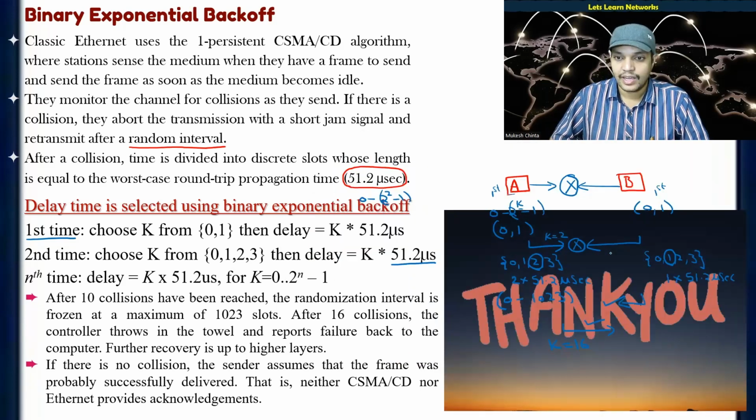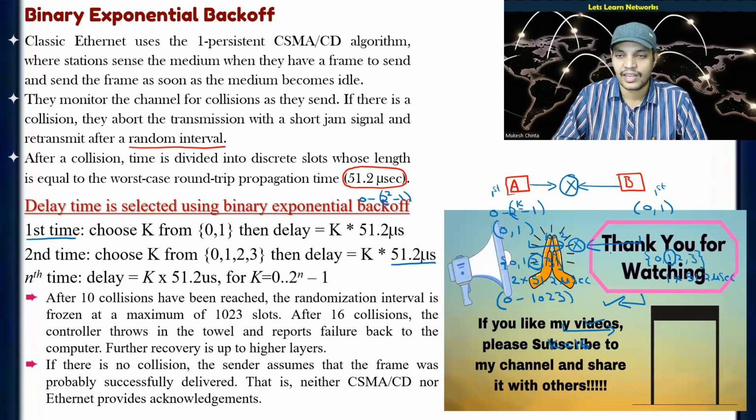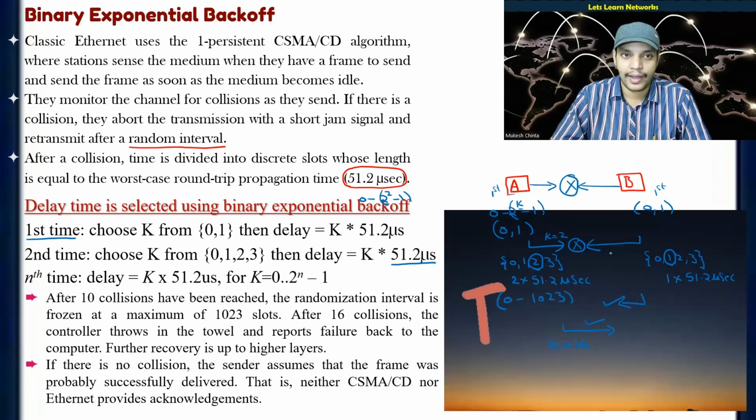So hopefully you have understood the format of 802.3, what the fields are in the 802.3 standard frame format, and how the binary exponential backoff algorithm works.